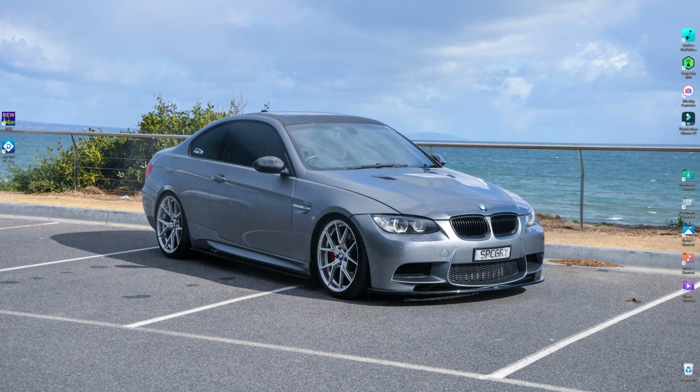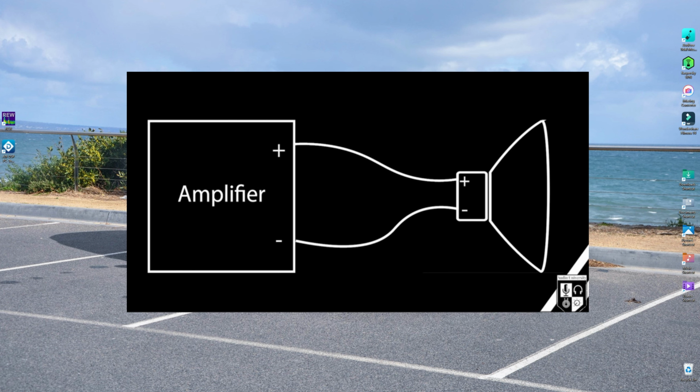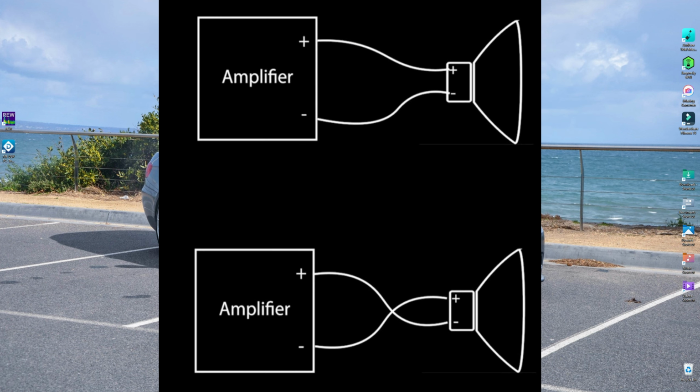So let's talk about polarity, and we touched on this earlier in the tutorial, where we talked about the amplifier and the speakers having positive and negative terminals. And so when you wire positive to positive and negative to negative, then the speaker is in the correct polarity. And if you wire positive to negative and negative to positive, then the speaker will be in the incorrect polarity.